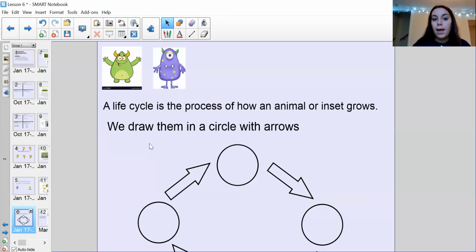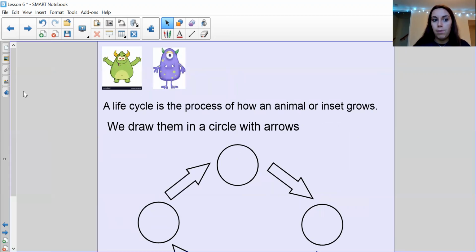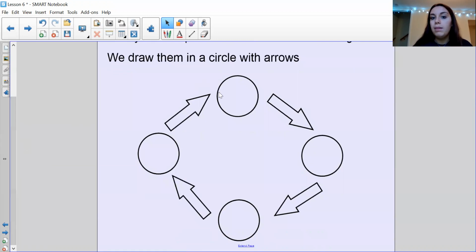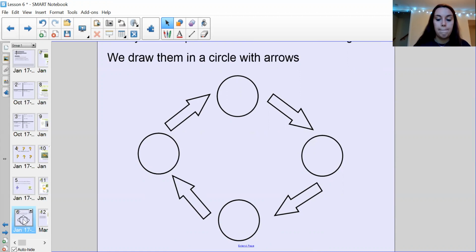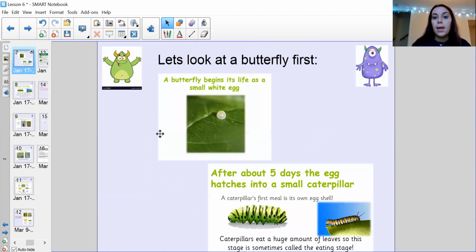Right. A life cycle is the process of how an animal or insect grows. We draw them in circles with arrows. We start at the top and we move along with each stage as an animal or insect grows and changes. Let's look at a butterfly first. Now, a butterfly is an insect, so we're going to have a look at the way that an insect grows. Now, we know that a butterfly is not a mammal because it lays an egg. So a butterfly begins its life with a tiny white egg on a leaf.